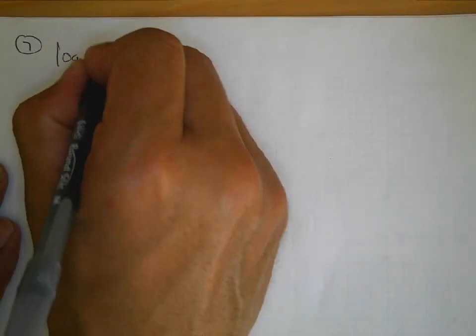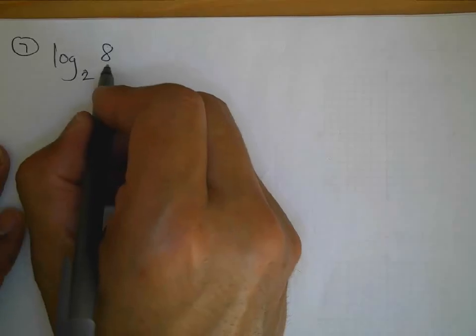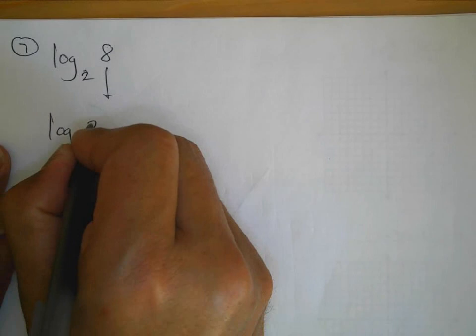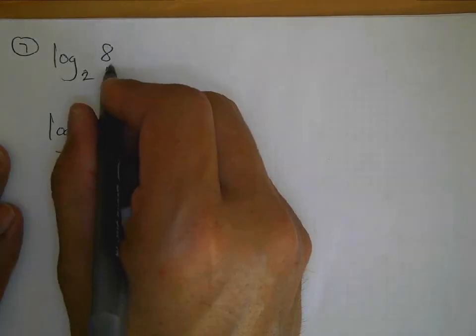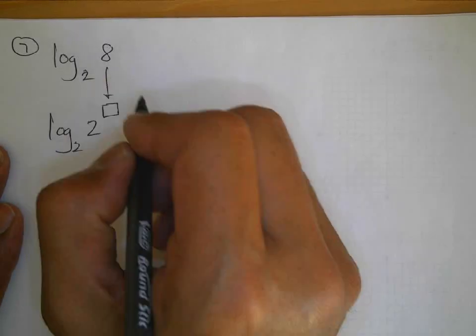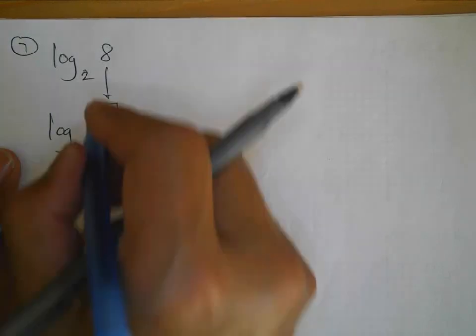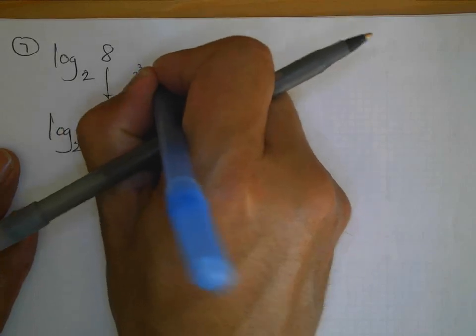All right, 7. Log base 2 of 8. Can 8 be rewritten with a base of 2? I know this is 2. I want this to be a 2. Can 2 to some power give me an 8? 2 to what power gives you 8? Well, once you figure that out, you'll know the answer. It's not 2 times 2, that's 4. 2 to the power of 3 is equal to 8.